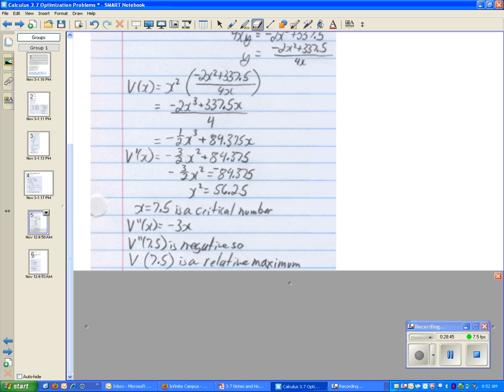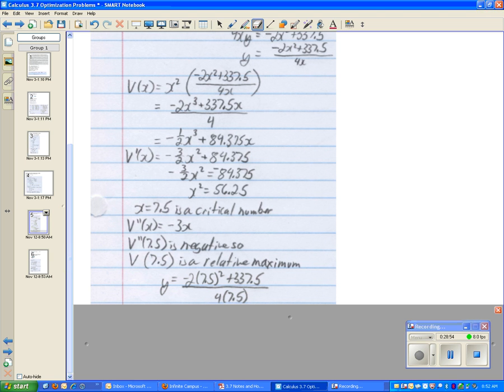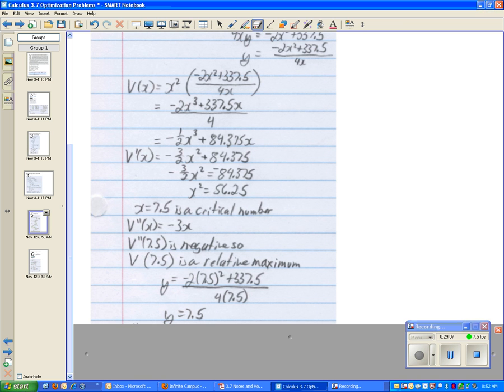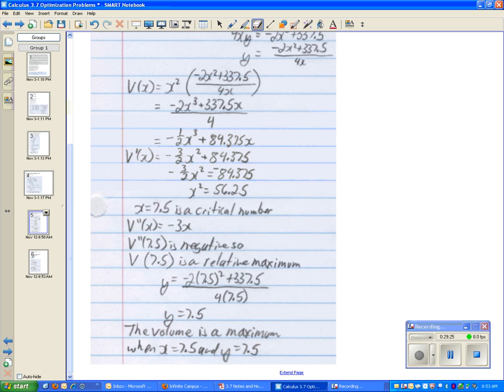And what's the only thing left to do? Yeah, we got to find y, don't we? So y equals negative 2x squared plus 337.5 divided by 4x. So put 7.5 in for x. Wave your wand. See how I threw that in? And y equals 7.5. Which shockingly makes this shape a cube. So the volume is a maximum when x equals 7.5 and y equals 7.5.